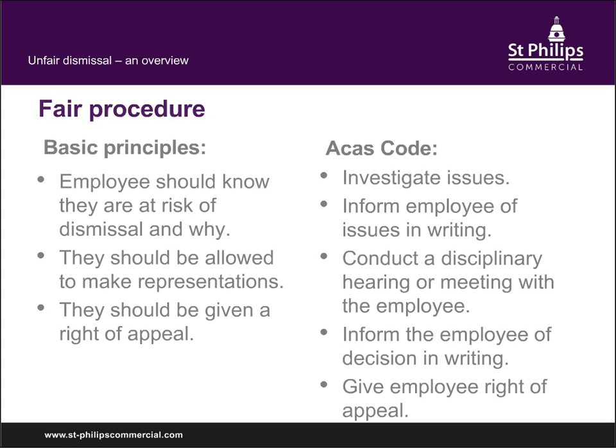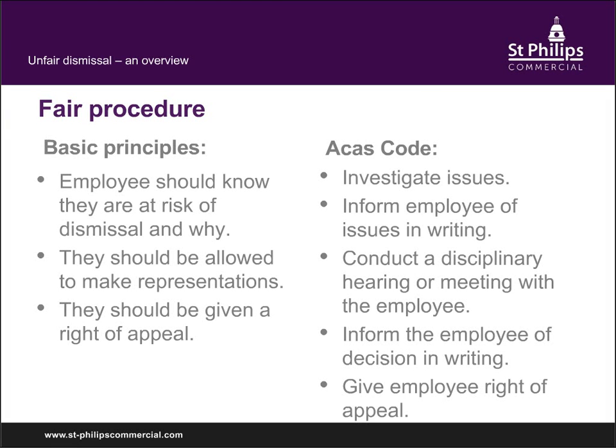According to the ACAS Code, before dismissing for misconduct or poor performance, an employer should investigate the issues. Now that can include holding an investigatory meeting with the employee in question, as well as with witnesses to the relevant conduct, but it's not absolutely essential, it depends on the facts of the case. The employer should then inform the employee of the issues in writing, conduct a disciplinary hearing or a meeting with the employee, and inform the employee of the decision in writing. In addition, the ACAS Code provides that the employee has a right of appeal.